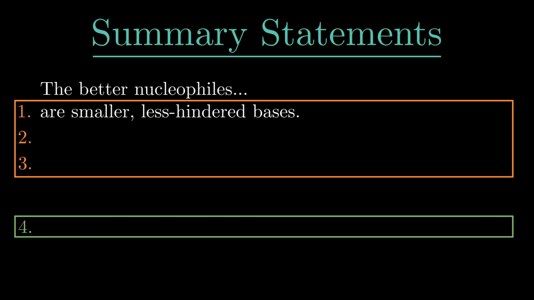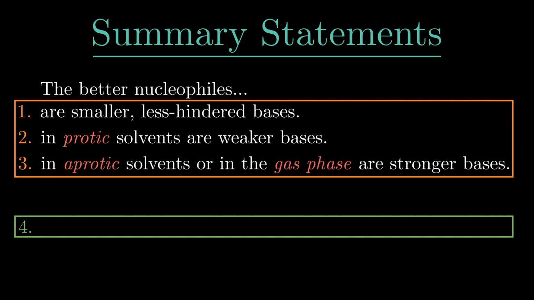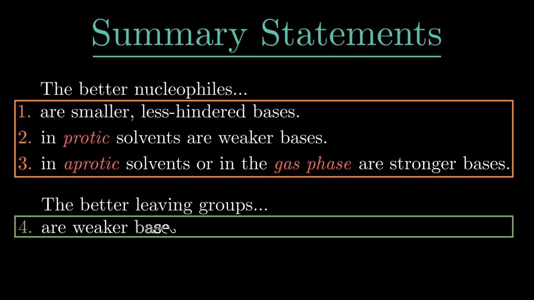When we consider the conditions in which the reactions occur, the better nucleophiles in protic solvents are weaker bases because of fewer interactions with the solvent. However, the better nucleophiles in aprotic solvents or in the gas phase are stronger bases. And remember, the video started with talking about the best leaving groups, which are weaker bases because they would rather keep a pair of electrons than continuing to share them in a bond.